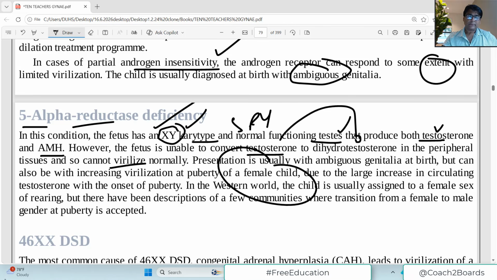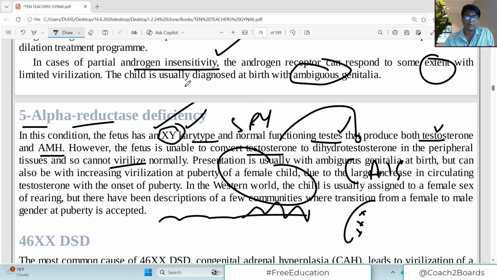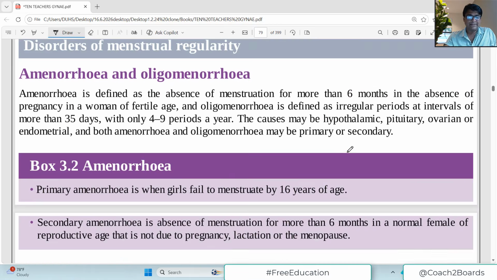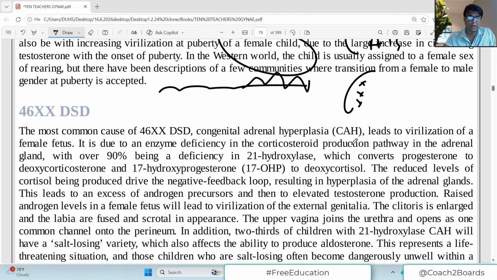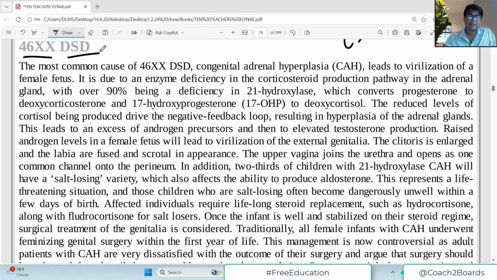Okay, so imagine, with this 5-alpha reductase deficiency, there is a problem of androgen conversion. There was complete androgen insensitivity syndrome, in which the androgen was fine, but the organs were insensitive. So you need to take care of the subtle differences which are present between these pathologies. Then there is a 46XX disorder, in which there is a female XX genotype. Congenital adrenal hyperplasia leads to virilization of the female fetus because a lot of androgens are available. It is due to enzyme deficiency in the corticosteroid production pathway in the adrenal glands. The problem lies in the adrenal.